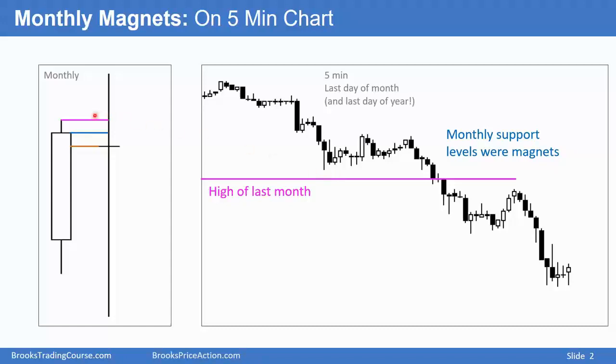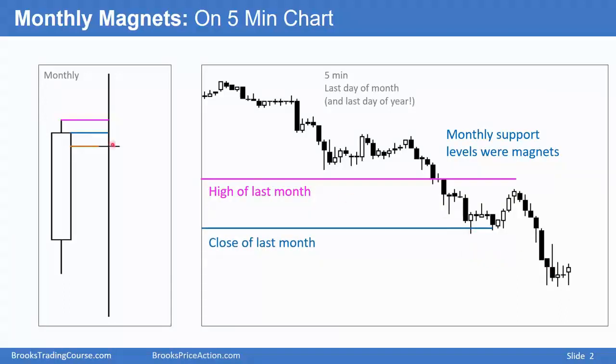Pink line, this was the high of the last month. You can see we went above it and we pulled back. We're above it and we're pulling back. So at the end of the day on this 5-minute chart, some traders will look at the monthly chart to see if there is support and resistance, and they'll watch how the 5-minute chart reacts to the monthly support and resistance.